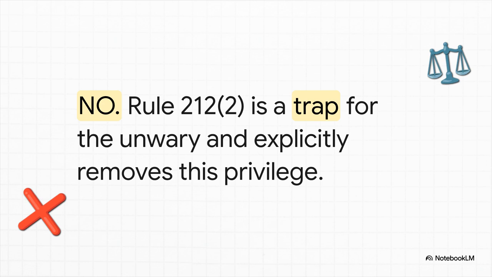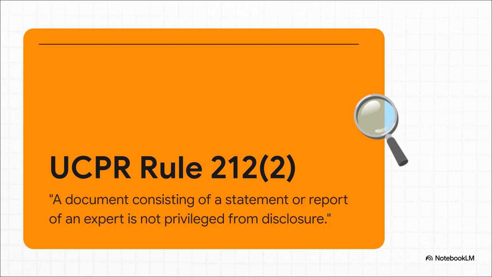This is where UCPR Rule 212, Subrule 2, comes in and just blows everything up. It specifically removes, or abrogates, legal professional privilege for expert reports. The wording of the rule is super important: a document consisting of a statement or report of an expert. This rule is a huge deal, it's a big departure from other places, and it was upheld in a key case, Interchase Corporation. What it means in practice is that the expert's final report, and yep, even their draft reports, have to be disclosed.